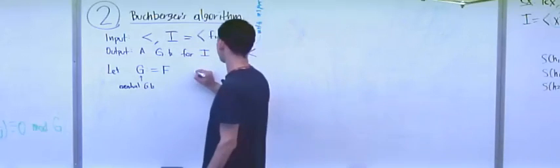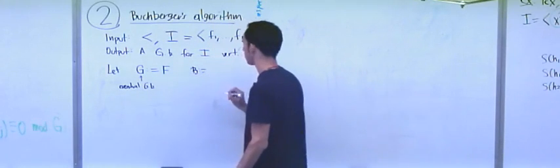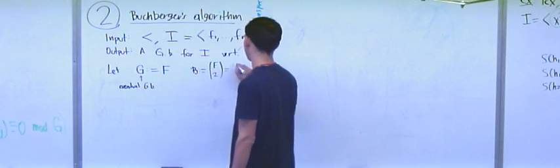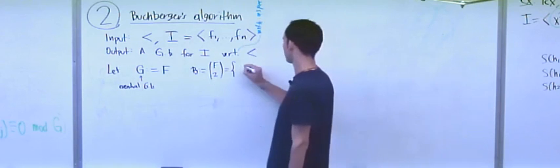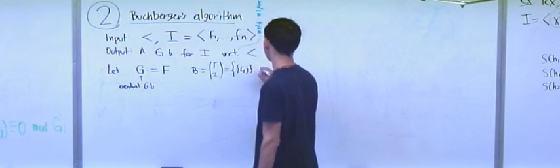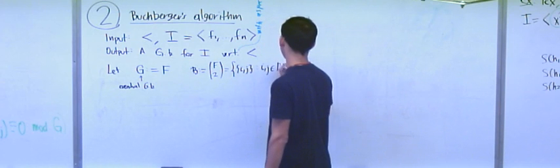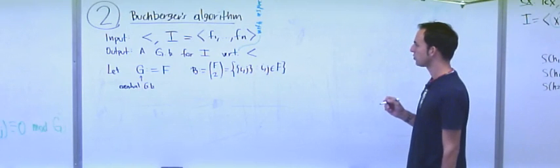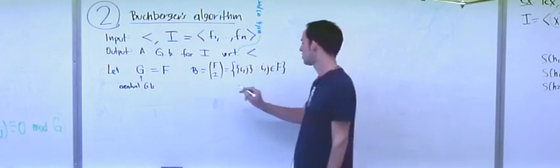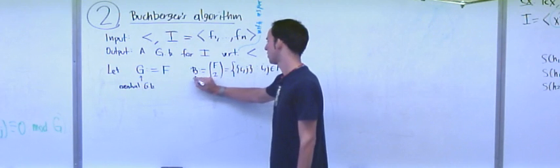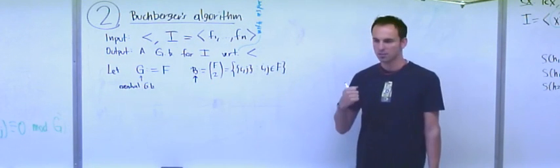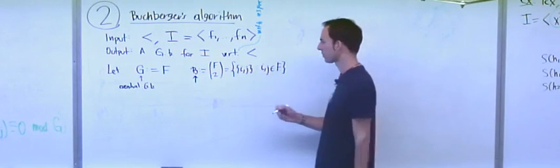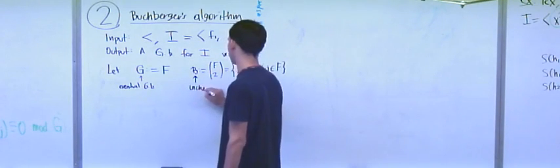And we're going to define a set B, which is going to be, I'll write the notation, F choose 2, and what I mean by this is the set of pairs in F. Pairs ij such that i and j are in F. Okay? And you should think of this set B as the pairs that we haven't checked yet in using Buchberger's criterion. So this is the unchecked pairs.